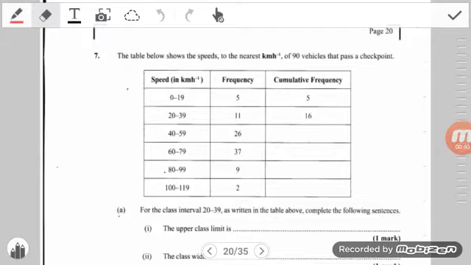Okay, so let's get into it. We had closed off at question 6 and now we are proceeding into question 7. The table below shows the speed to the nearest kilometer per hour of 90 vehicles that passed a checkpoint. In column 1, we have the speed in kilometers per hour. In column 2, we have the frequency. And in column 3, we have the cumulative frequency.